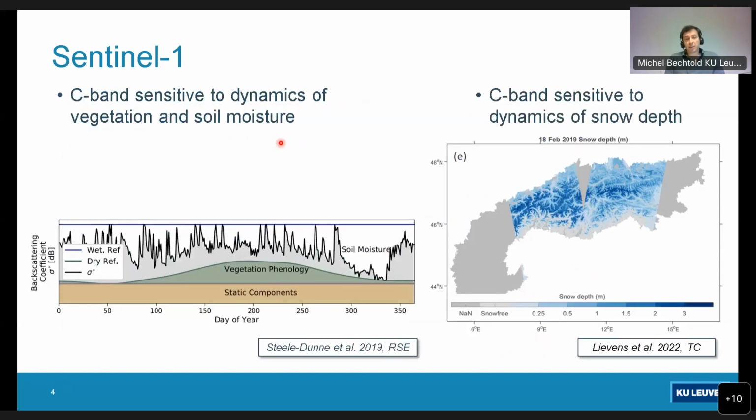So we all know that C-band is sensitive to dynamics of the vegetation and the soil moisture, as illustrated here. We have a long-term phenological cycle signal affecting the total backscatter, as well as short-term and long-term dynamics of the soil moisture. C-band is also sensitive to the dynamics of snow depth, which was shown more recently by works of Hans Lievens. Here is a snow depth retrieval over the Alps.